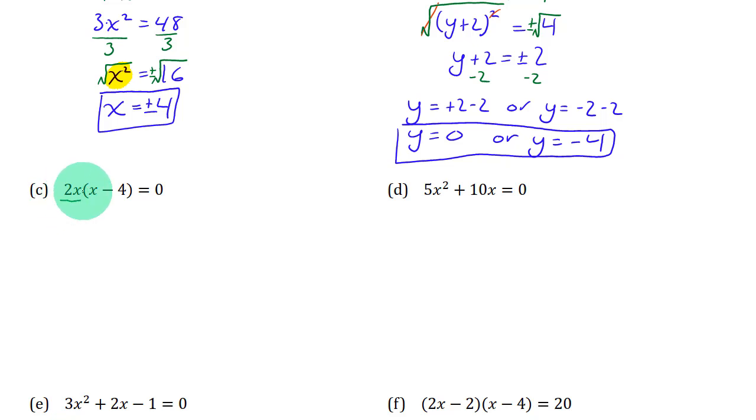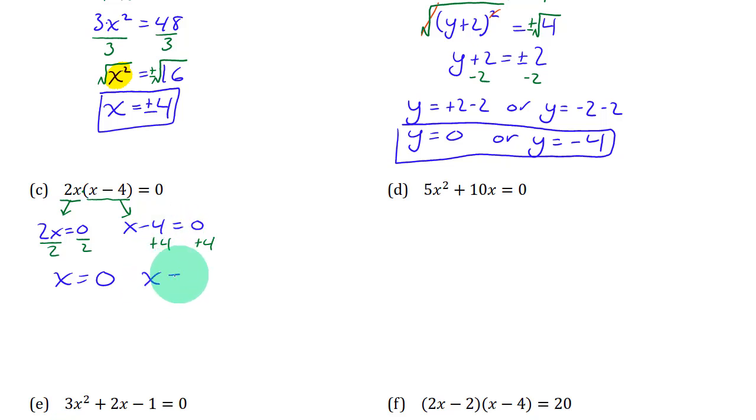This time, this one is already in factored form. You have two things being multiplied together to get 0. So that means you could have 2x equals 0, or you could have x minus 4 equals 0. So if 2 times x is 0, well, then that means x is 0. So you could divide both sides by 2. You'll get x equals 0 over 2, which is 0. Or with the other one, x equals 4 makes that part equal to 0. So those are both solutions of that.